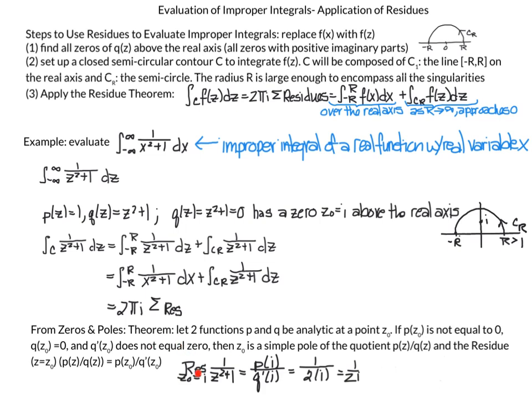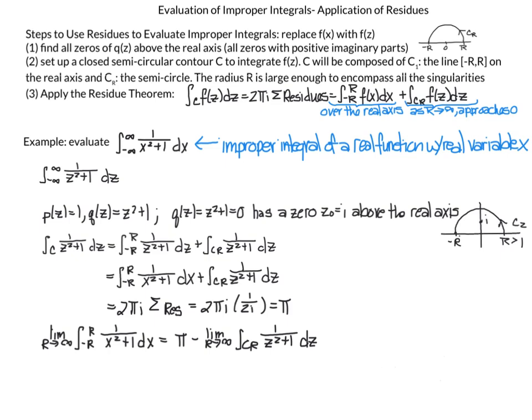So our residue at z naught equals i of 1 over z squared plus 1 is equal to p of i divided by q prime at i. So it's 1 over 2i. So I'm just going to add this over here. This is 2 pi i times the sum of the residues, which is just 1 over 2i. There's only one residue, so that's equal to pi.